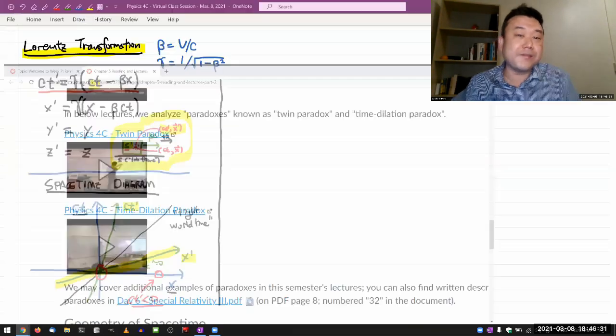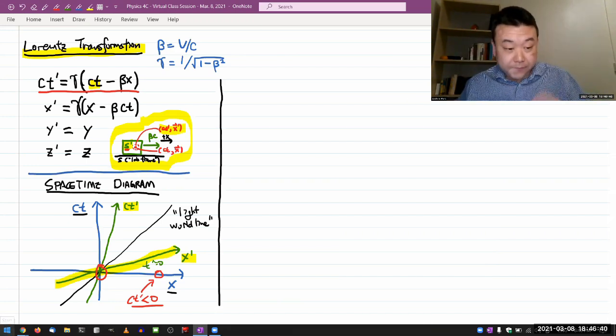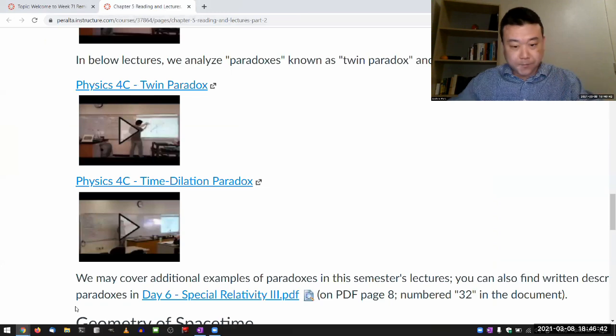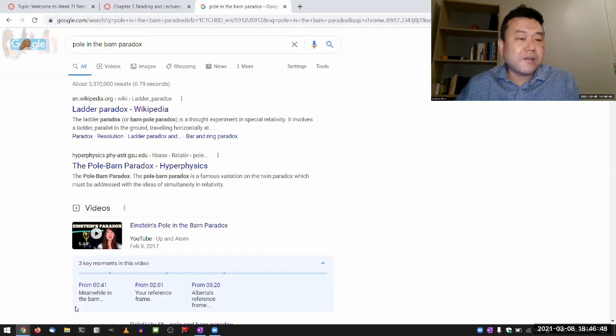This is a fun paradox situation to think about. And even though the phrase "pole in the barn" paradox is a common name for this paradox, let me just demonstrate that with a Google search. Pole in the barn paradox. I guess it's also called the ladder paradox.